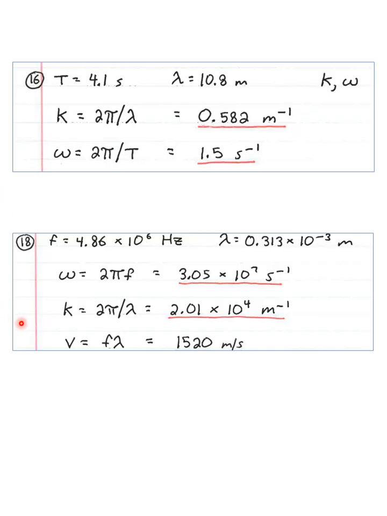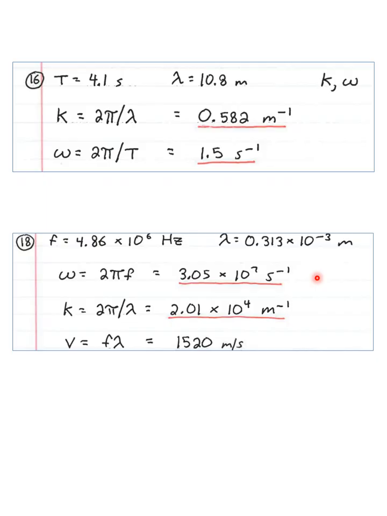Number 18, ultrasound used in a medical imager has frequency 4.86 megahertz and wavelength 0.313 millimeters. Find the angular frequency, the wave number, and the wave speed. So I've written out the given information, make sure it's in MKS units, so 0.313 millimeters is 0.313 times 10 to the negative 3 meters. Omega is 2 pi times frequency, and that gives us 3.05 times 10 to the 7th radians per second.